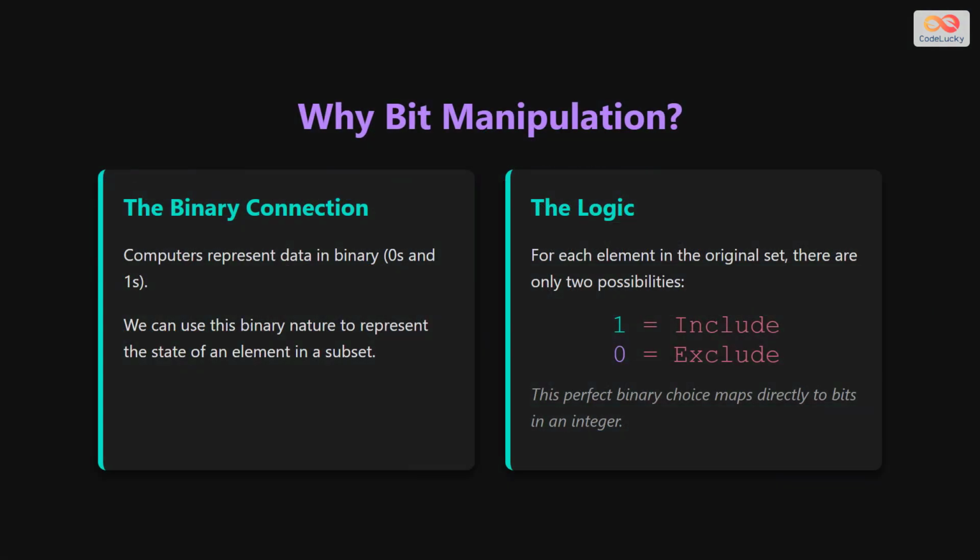So, why do we use bit manipulation for this? The intuition comes from how computers represent data. Binary numbers consist of zeros and ones. We can use this binary nature to represent the state of an element in a subset. A 0 can represent excluding an item, and a 1 can represent including it. This binary choice perfectly maps to the structure of subsets.